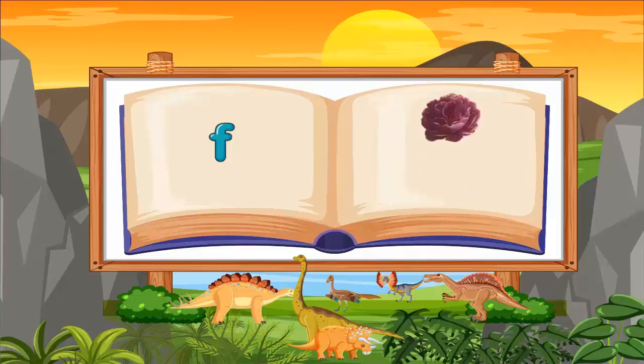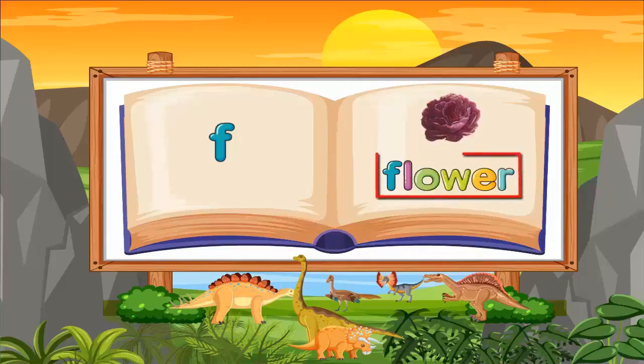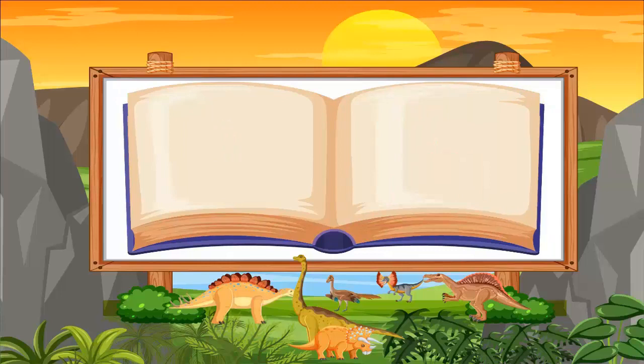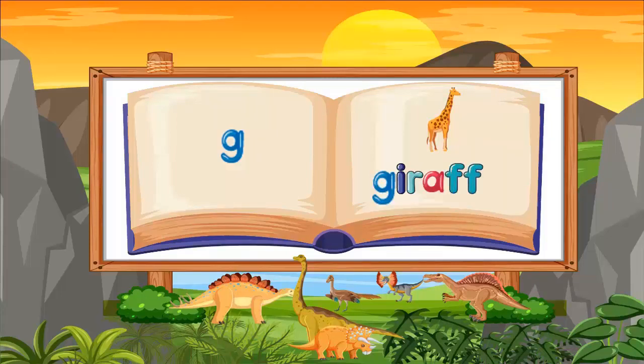F for flower. F L O W E R flower. F for fan. F A N fan. We are going to learn words starting with the letter G. G for giraffe. G I R A F F E giraffe.